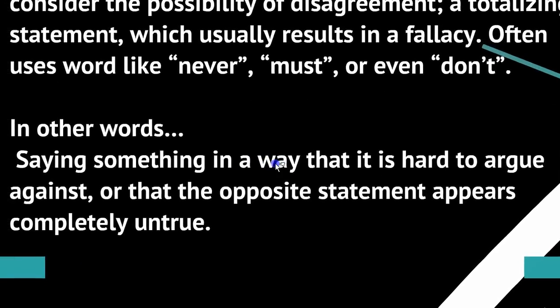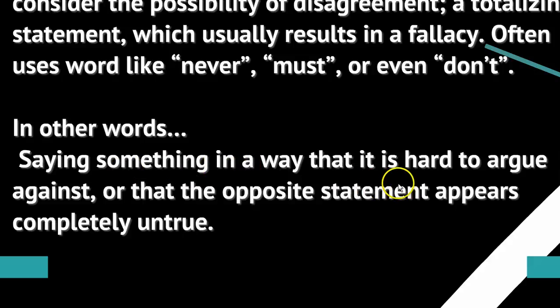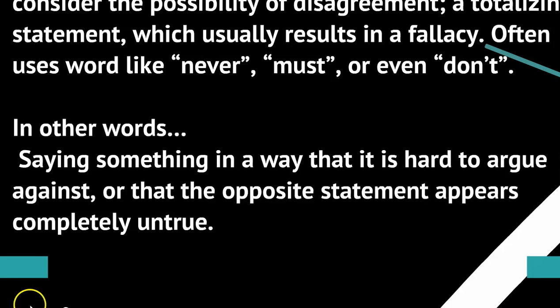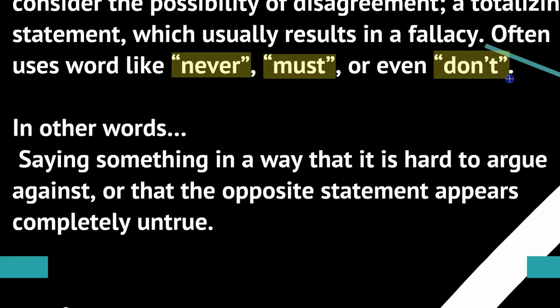Another way of saying this is saying something in a way that it is hard to argue against, or that the opposite statement appears completely untrue, even if the opposite side is actually kind of reasonable. Whenever we start using those words like never and must or don't, we're probably using an absolute. So again, the keys to spotting an absolute would be to look for words like never, must, or don't. Those are going to be big hints in helping you find these absolutes.